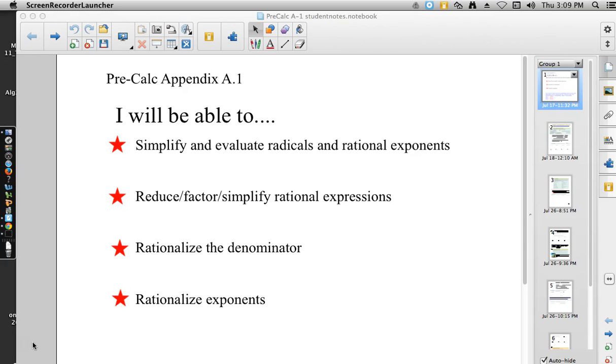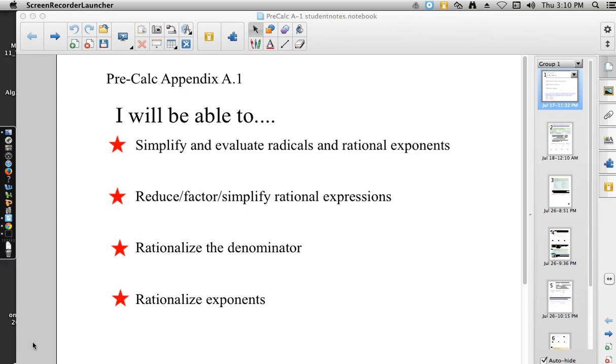So Pre-Calc Appendix A1, here are the objectives. We want to simplify and evaluate radicals and rational exponents. And the radicals here, notice it doesn't say square roots. Last year in Algebra 2, we learned how to deal with an nth root, any index that we have. And rational exponents, not a big deal. We learned that last year too, that you can take any radical and change that into a fraction. Remember, the root word for rational is ratio. And often that'll make the math a lot easier.